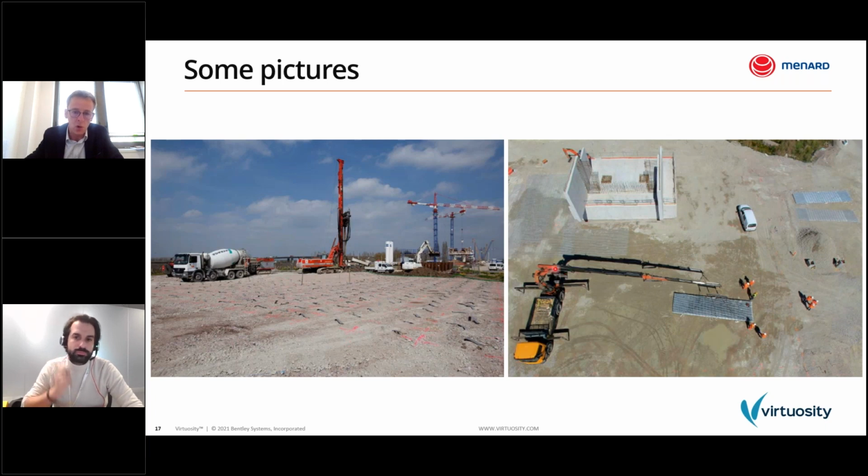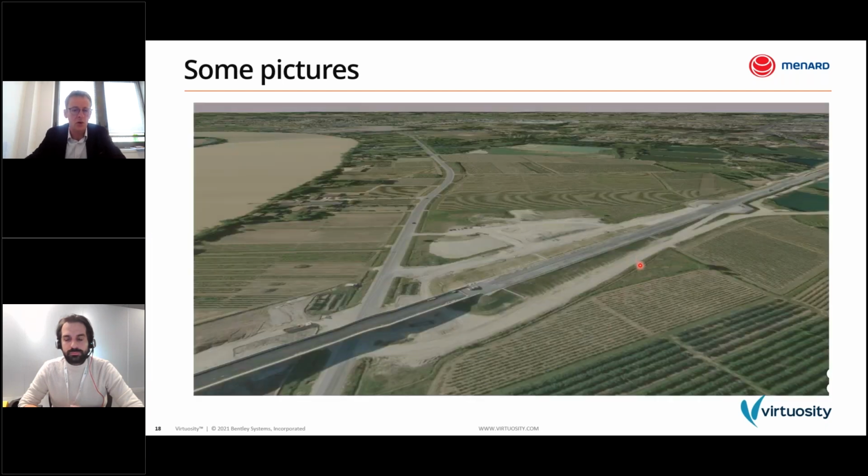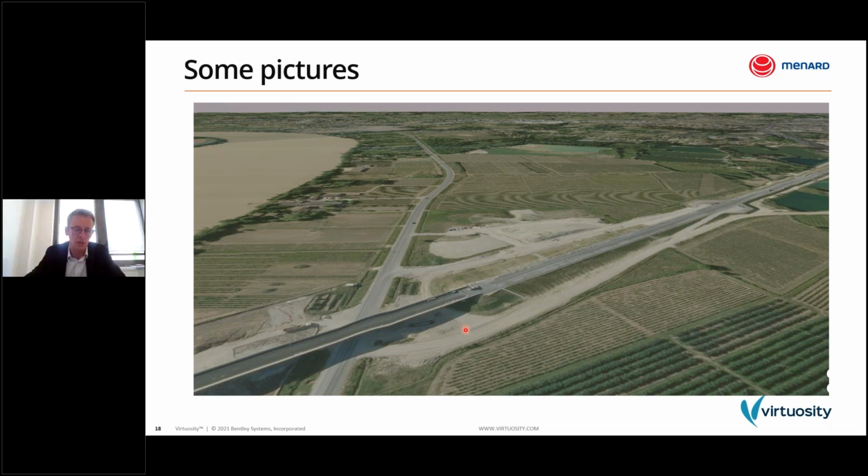So here, the load transfer platform, which is granular, is reinforced by steel mesh panels around the abutment. The concrete structure is the abutment, which is built on piles. This is a picture taken during the works. Here on this picture, you can see the embankment, the 10-meter embankment. Here we are at the location of the abutment, and here the railway was under construction.